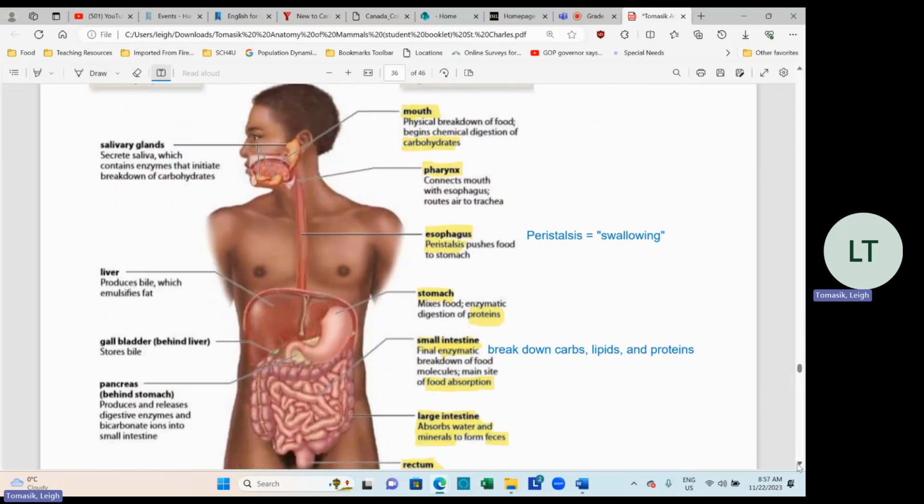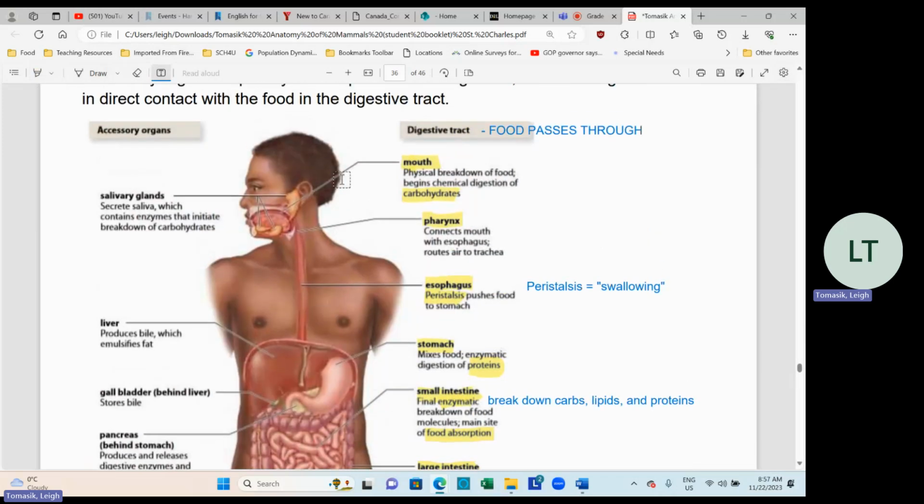There are parts of your digestive system that the food does not pass through, and those are called accessory organs. They include your salivary glands. So your salivary glands are near your mouth, right? But they're not in your mouth. They're outside of your mouth. So food does not pass through them. Their job is to make saliva, right? With the enzymes and water necessary to break down carbohydrates, right? So salivary glands, they make saliva and enzymes.